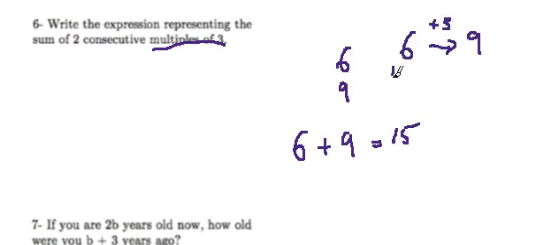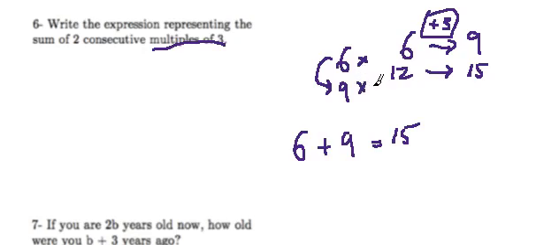And that'd be the same if you picked 12 and 15 as your multiple of 3. Again, you'd just be adding 3 to get to the next one. Anytime you have one multiple of 3 to get to the next one, you just have to do plus 3. So that's what's happening here between 6 and 9. If we think of 6 as x, then 9 is just x plus 3. So here in our expression, we have x plus 3.